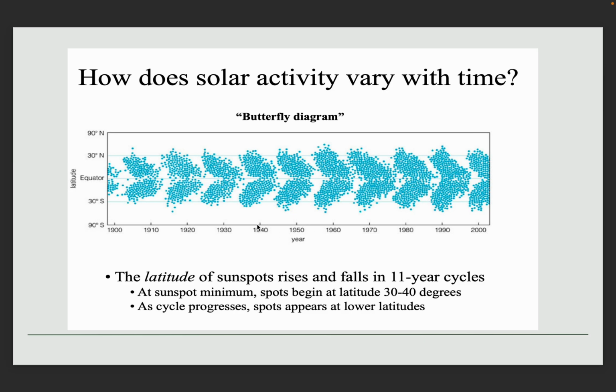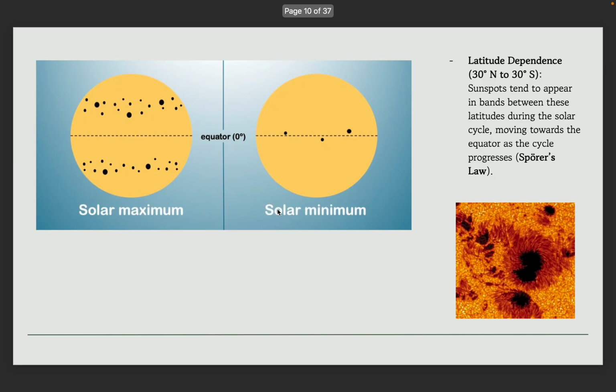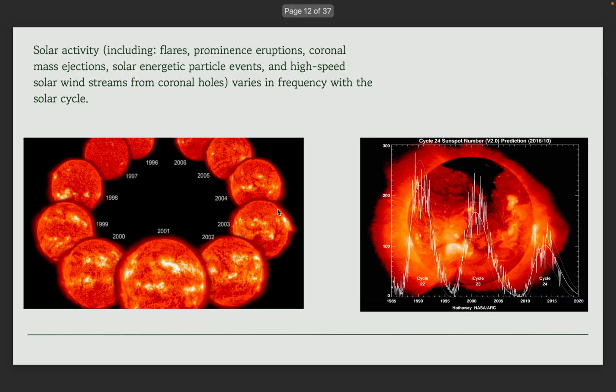The yearly plot of the sun's latitude and the solar activity creates a diagram that is known as the butterfly diagram. Solar activity, including solar flares, prominence eruptions, coronal mass ejections, solar energetic particle events, and high-speed solar wind streams from coronal holes, varies frequently with the solar cycle.